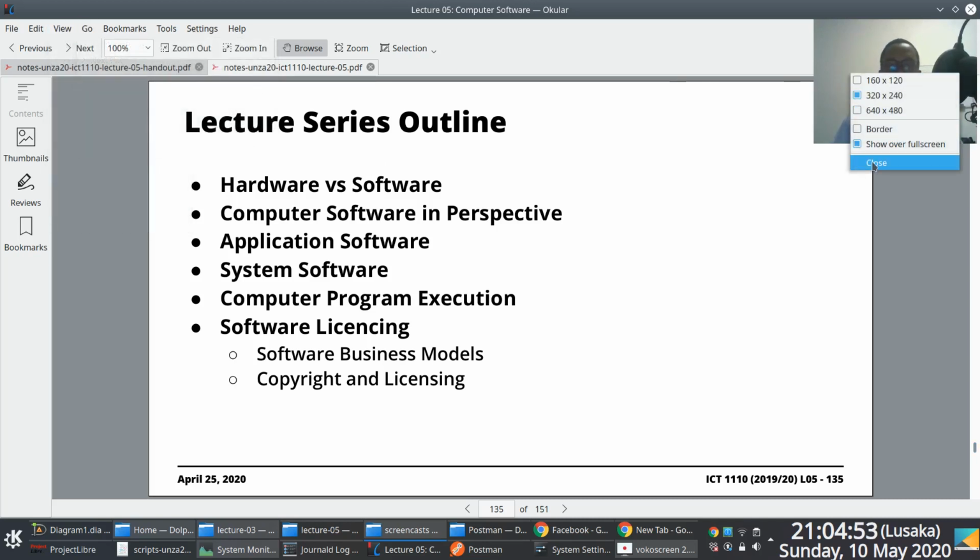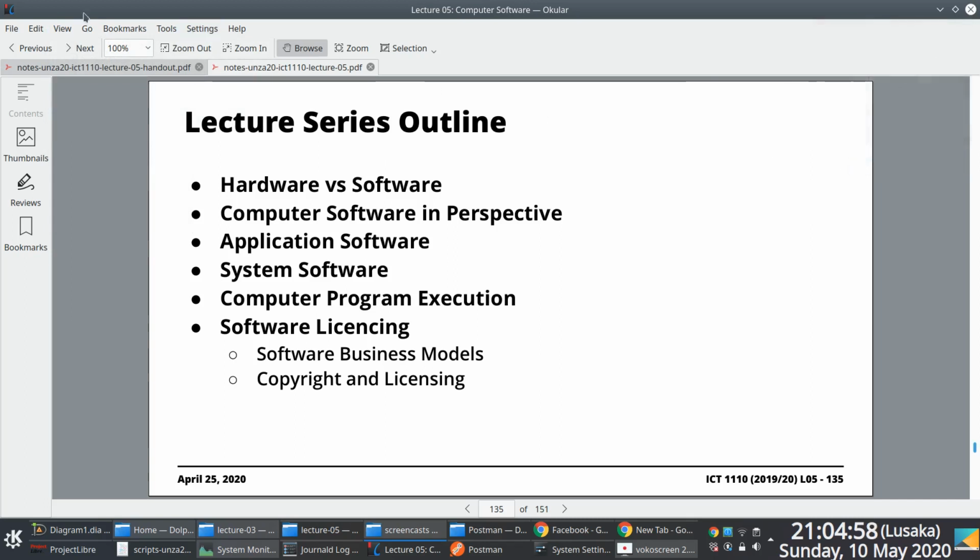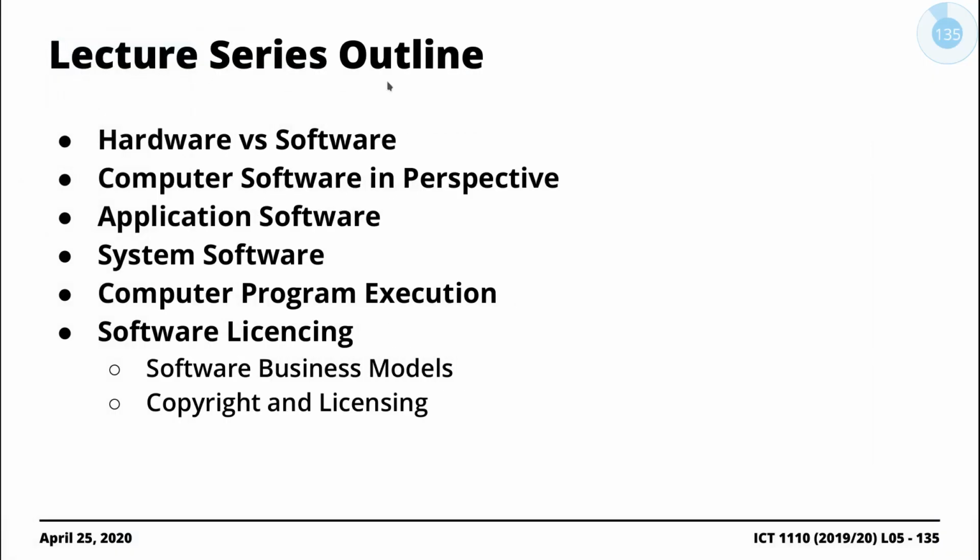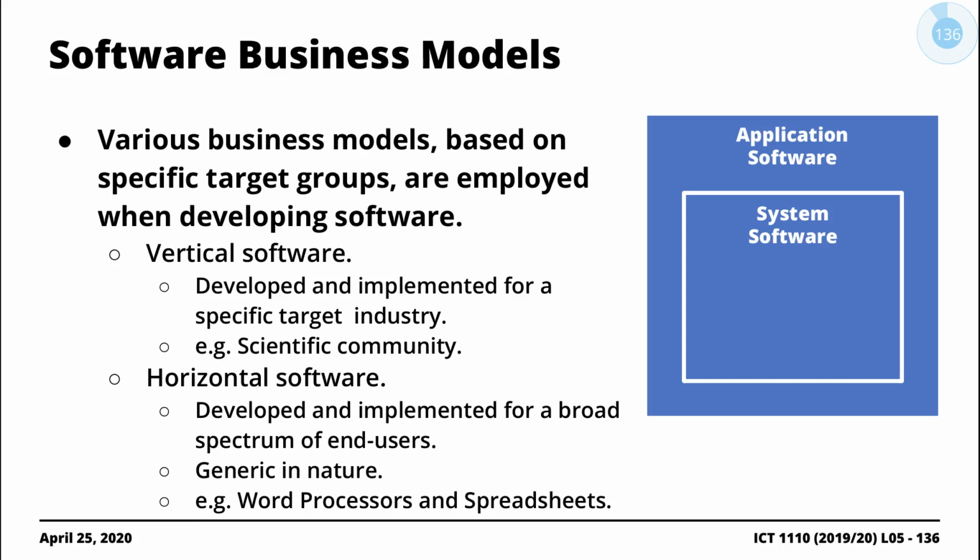All right, so we're just going to focus our brief discussion on different software business models that are out there, and a chart on copyright and licensing associated with software. It turns out that there are a number of business models associated with software, and really these are generally based on a specific target group that that piece of software will be associated with. These different models of software are generally categorized as being vertical software or horizontal software.